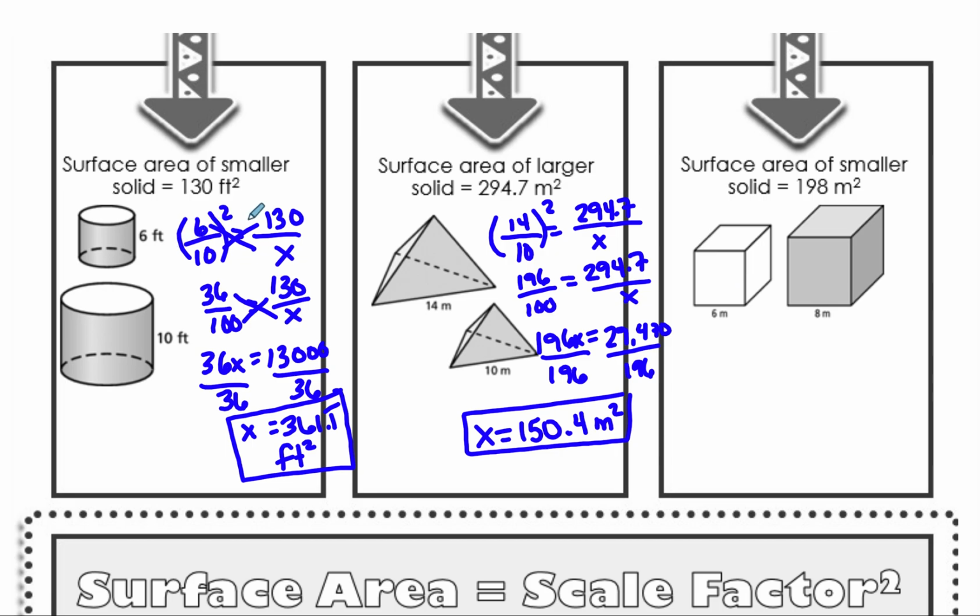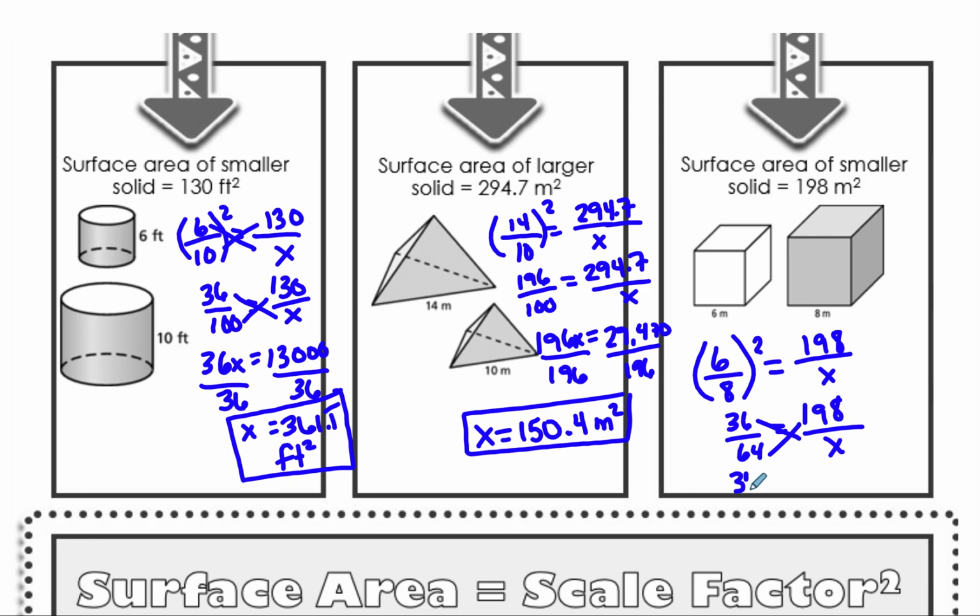Okay, let's check our answers. 6 to 8. That ratio is going to be squared. And then here I have 198, this goes with the smaller one. Smaller was on the top. 198. All right, so I need to square that ratio first. 36 over 64 equals 198 over x.